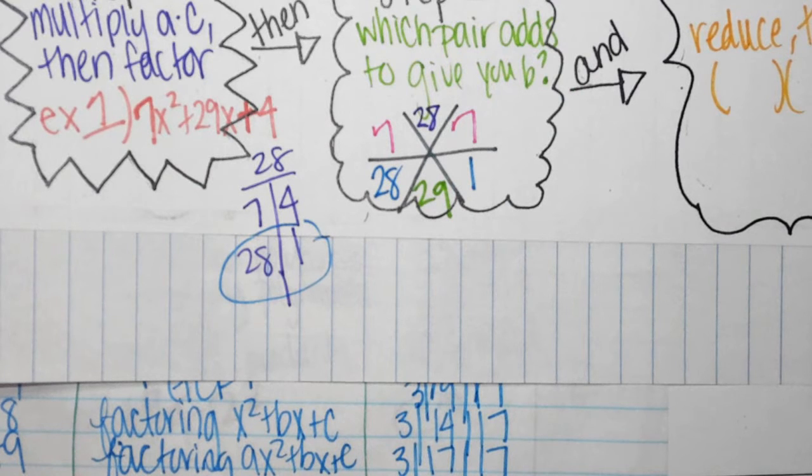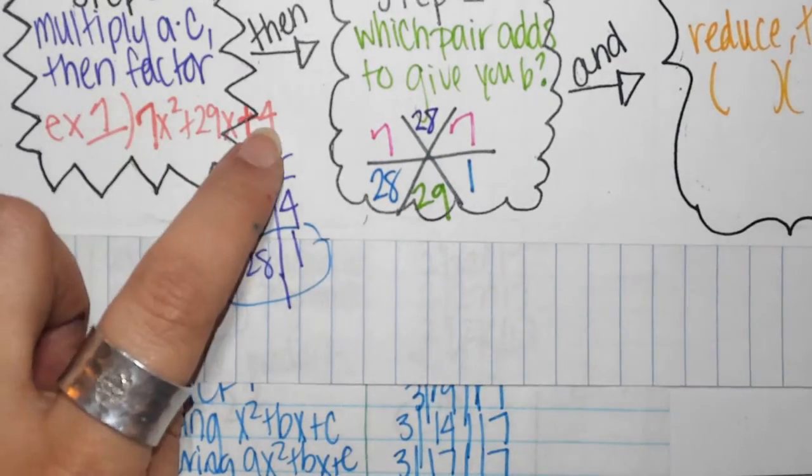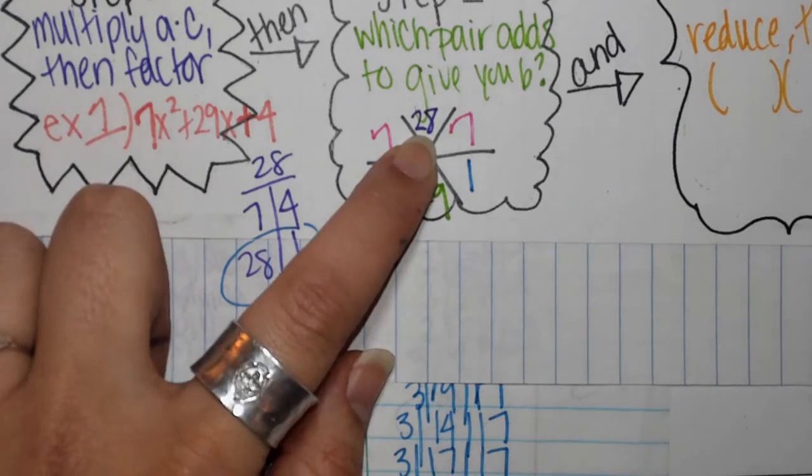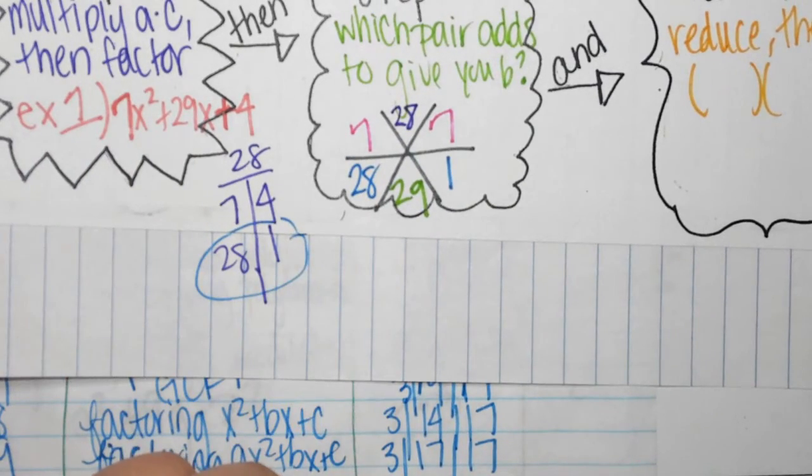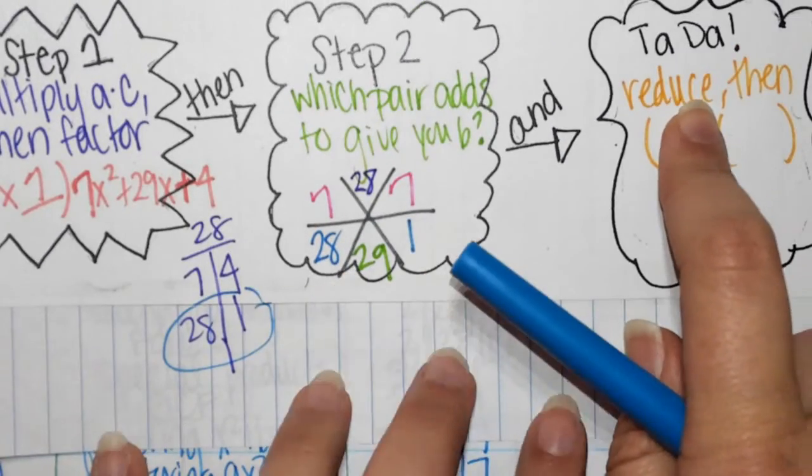Wait, why is it 28? Because 28 plus 1 is 29. And we're done. We do A times C and we put it here. What happens to the square? We're not worried about that yet. All right, now, from here, your last step says reduce.